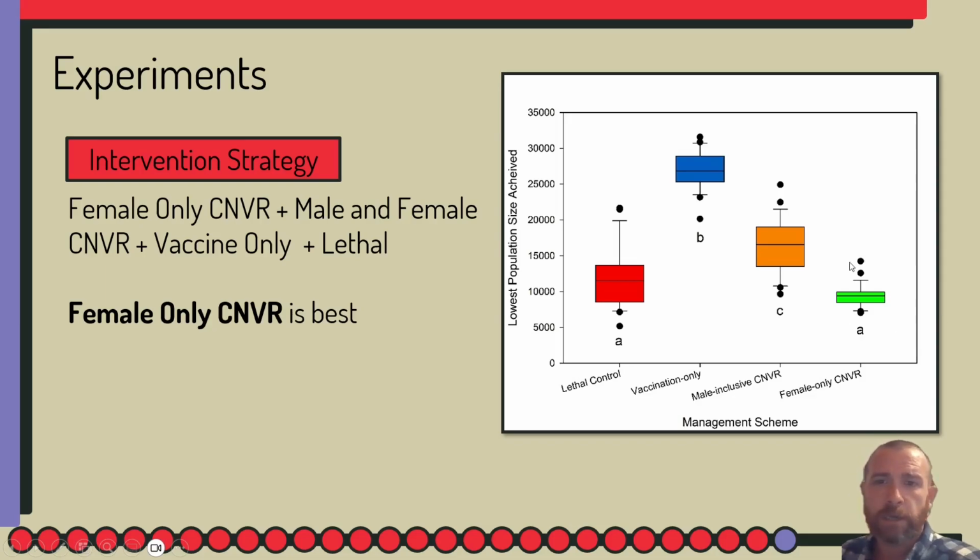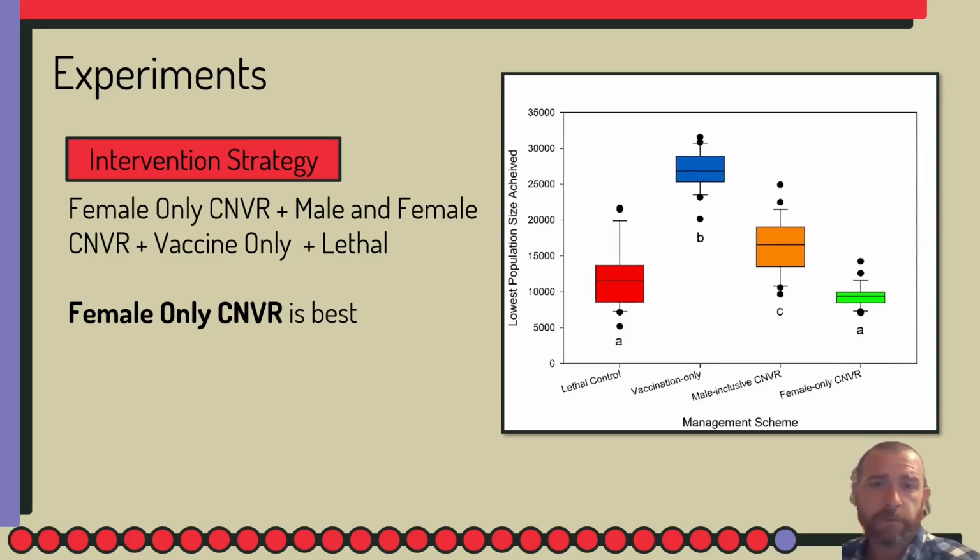We still get not that much reduction in the population size when we're doing things like vaccine only here in the blue, which is not terribly surprising because there isn't any disease in this model right now. We're just seeing this for vaccine coverage. So this is kind of like unaltered. This is what the population ends up looking like.